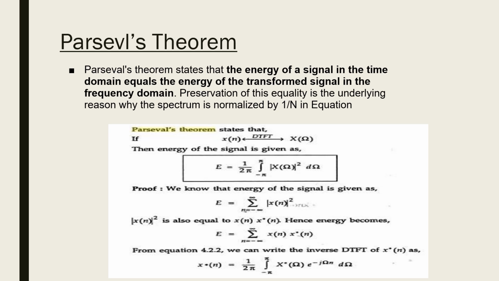The next is Parseval's theorem. Parseval's theorem states that the energy of a signal in time domain is equal to the energy of the transformed signal in the frequency domain. Preservation of this equality is the underlying reason why the spectrum is normalized by 1 by n in the equation. And this is the proof of the Parseval's theorem.